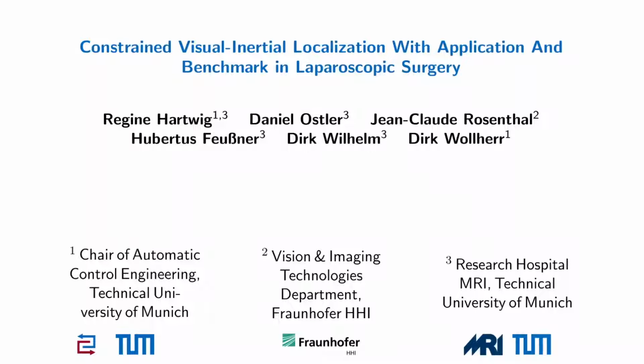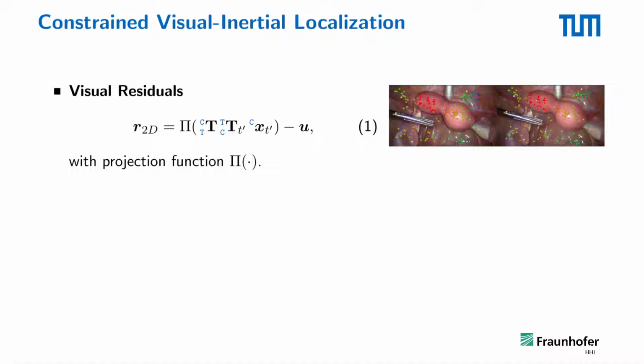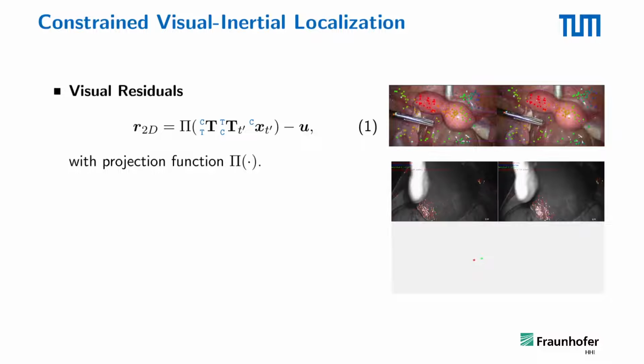Constrained Visual-Inertial Localization with application and benchmark in laparoscopic surgery. The camera localization task is to find the transformation between camera location C and fixed location T. We assume a calibrated stereoscopic camera.